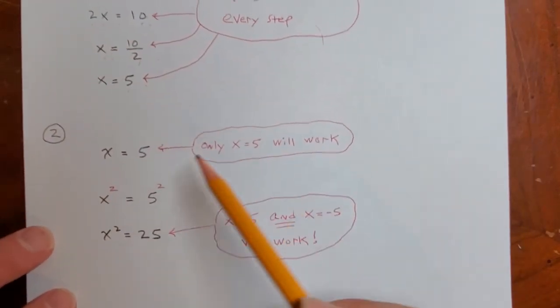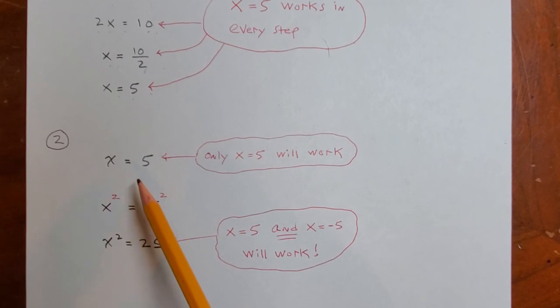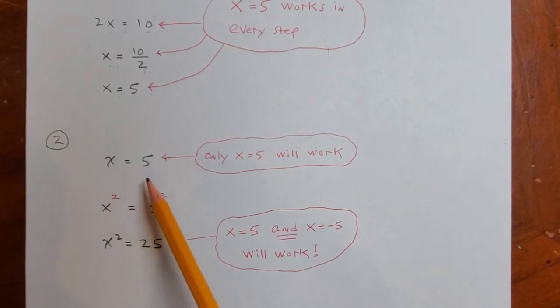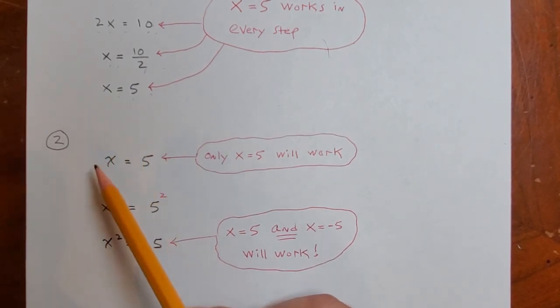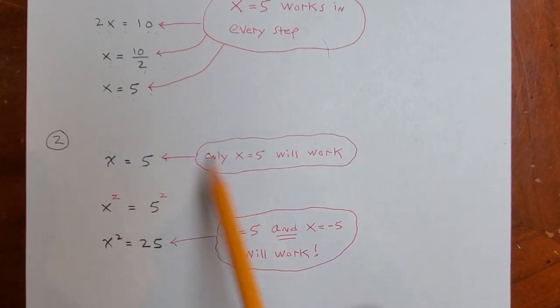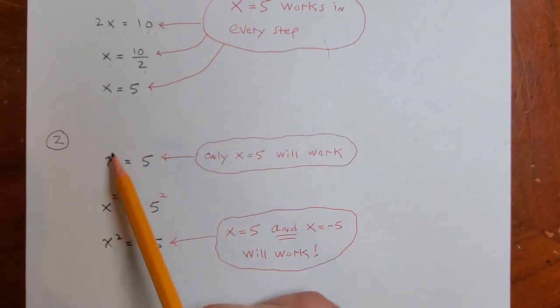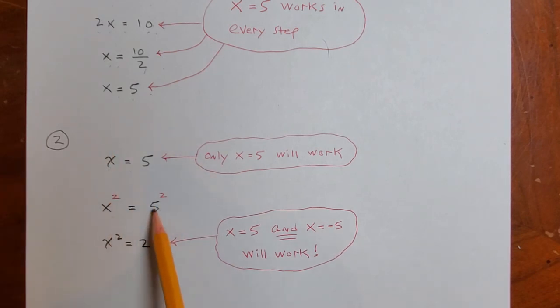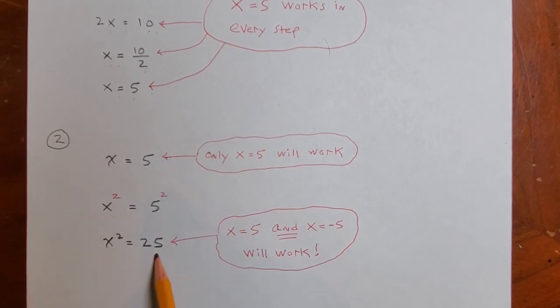But look at this one. Say I take this very basic equation, x is equal to 5. What's the solution to this equation? Well, it's almost too obvious to ask. 5, right? 5 equals 5. The x, that letter, needs to be 5. What if I square both sides, though? Something weird happens. I get x squared is equal to 25.